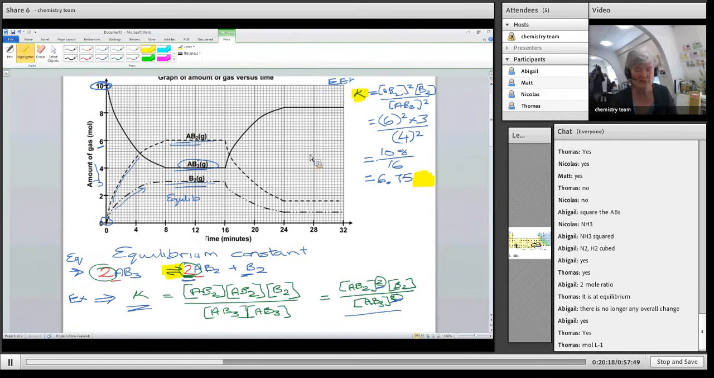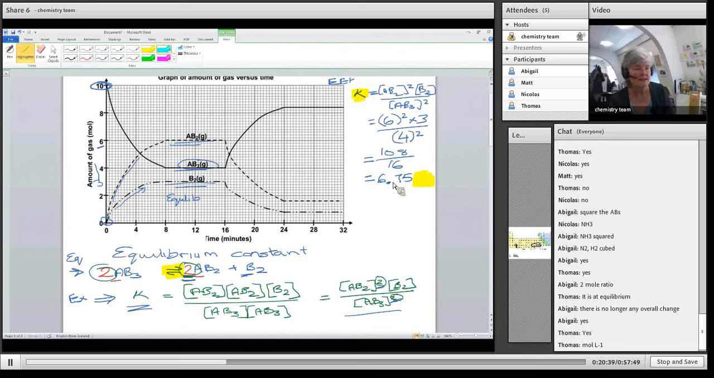When you get to university, then yes, you do have units, and you have these cubes and squares and things all over the place. But as far as NCEA school going goes, we ignore the units. So you don't give a unit when asked to do an equilibrium constant. So that's the first thing to notice.